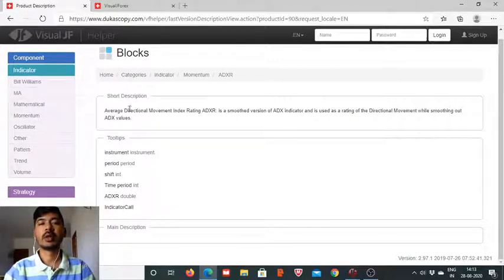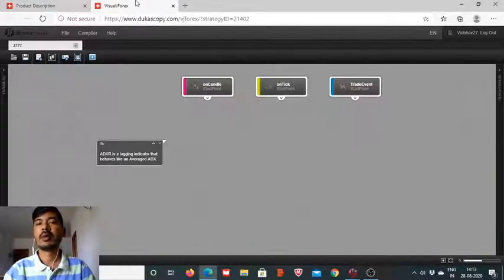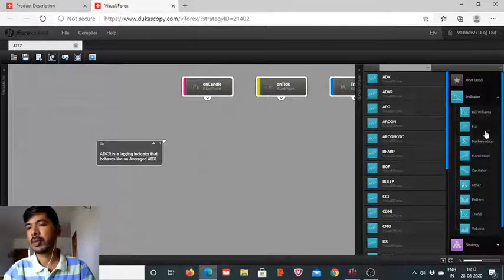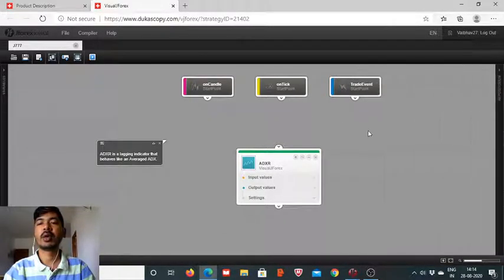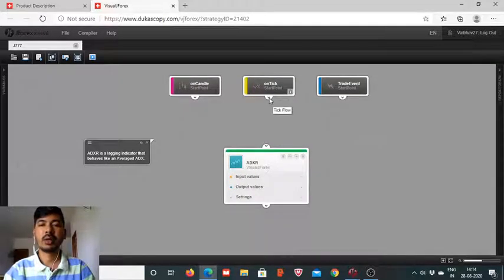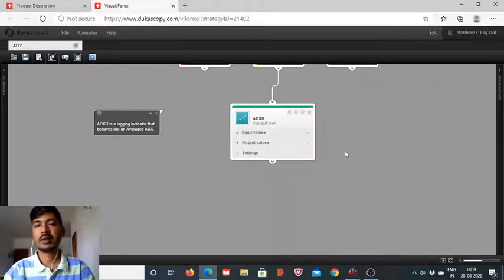Here is the short description for it. It is the smoother version of the ADX indicator, and it is used to iron out the volatile moves which we might see in the ADX values. We will add this to the Visual JForex platform board developed by Dukascopy Bank SA. Here we have this indicator. The start point can be any of the three depending on your requirement. For example, let us take on tick as the start point for today's session.